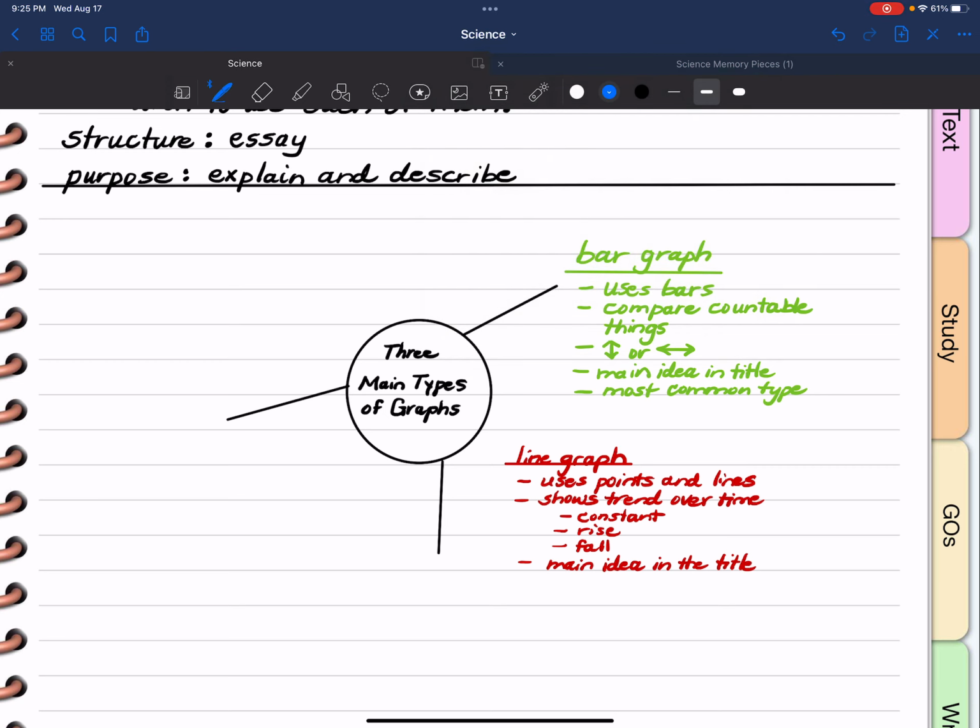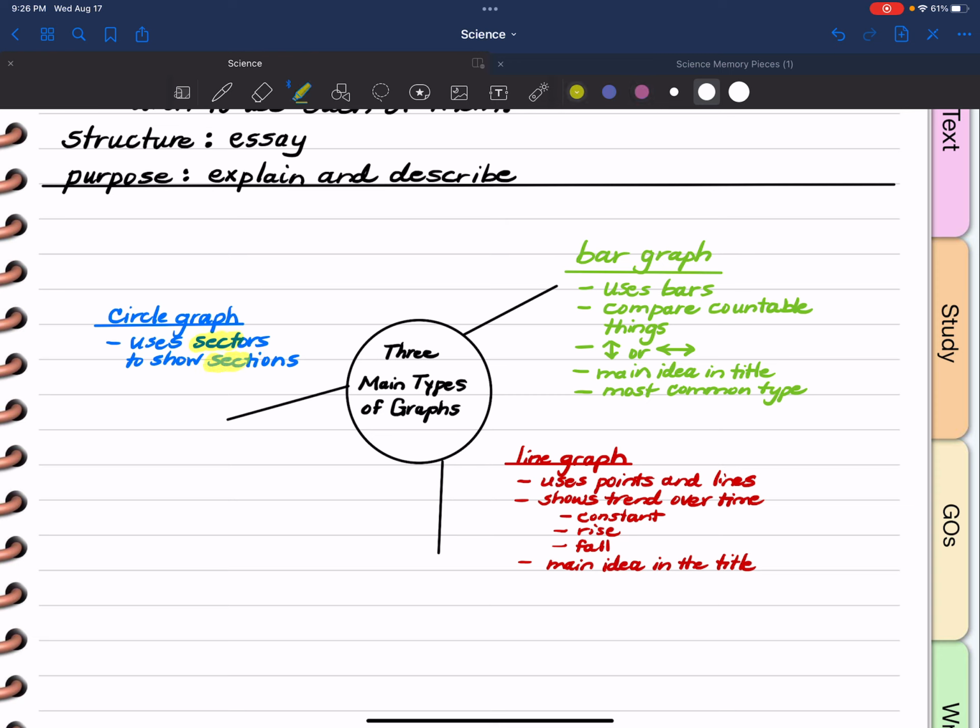And then the other type is the circle graph, because they just want us to discuss the three main types of graphs. And I know that a circle uses sectors to show sections. There's a word part. Let's go ahead and add that.